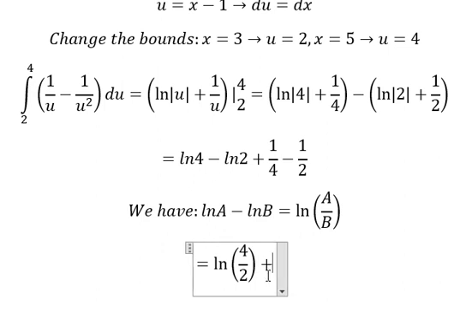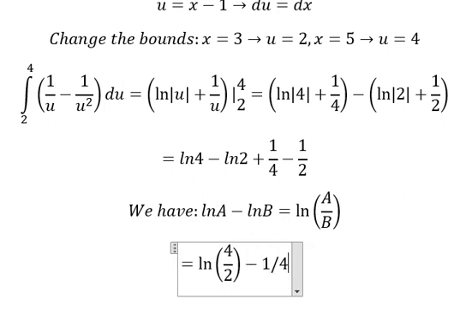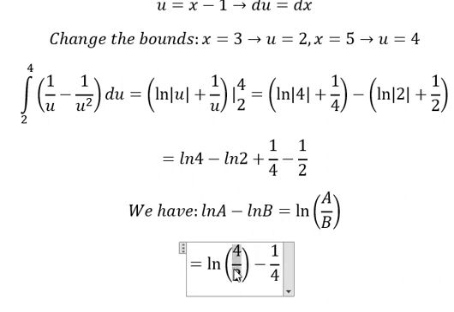and we have negative 1 over 4. This one we have 2.